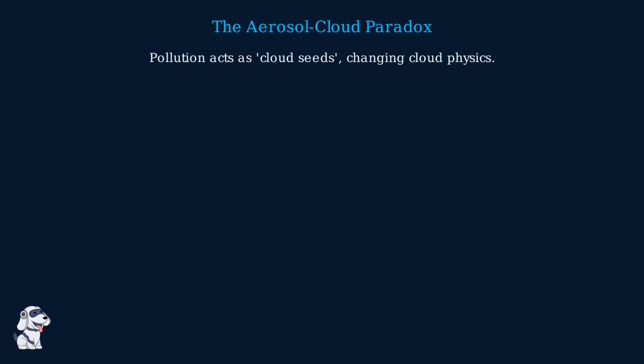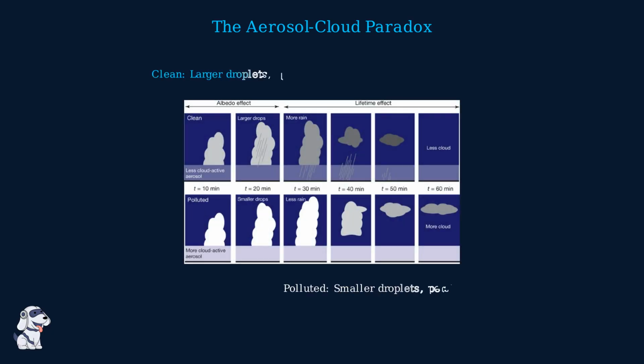The aerosol cloud paradox reveals that pollution particles act as unintended cloud seeds. By increasing the number of condensation nuclei, they change the fundamental properties of clouds. In a clean environment, water vapor forms larger, fewer droplets, resulting in faster rain and rapid cloud dissipation. However, in polluted air, more aerosols create numerous smaller droplets.